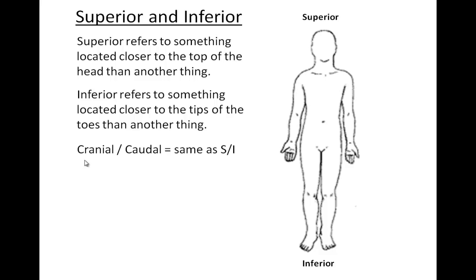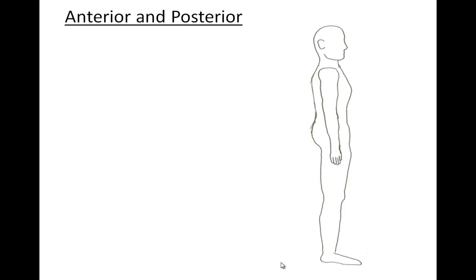You may have heard cranial and caudal used in the same way. Cranial towards the head, caudal towards the tail, more appropriate in comparative anatomy. You may see those occasionally, but we prefer superior and inferior when you're describing things on someone's vertical axis.